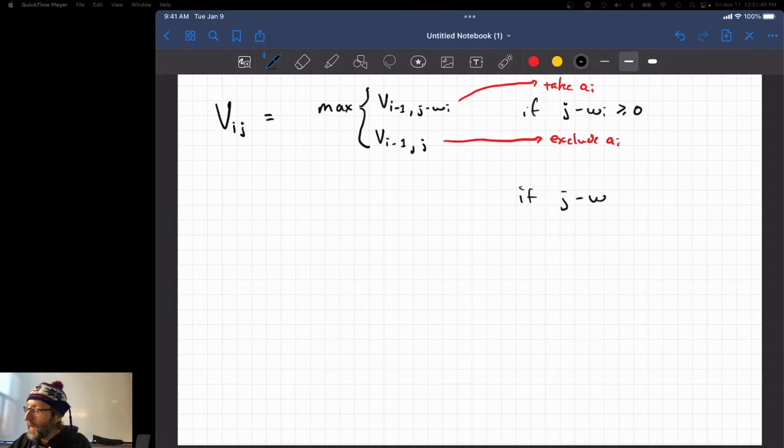If it's not feasible, J minus W sub I is less than 0, then I have no choice. It's going to be V sub I minus 1, J. Right?